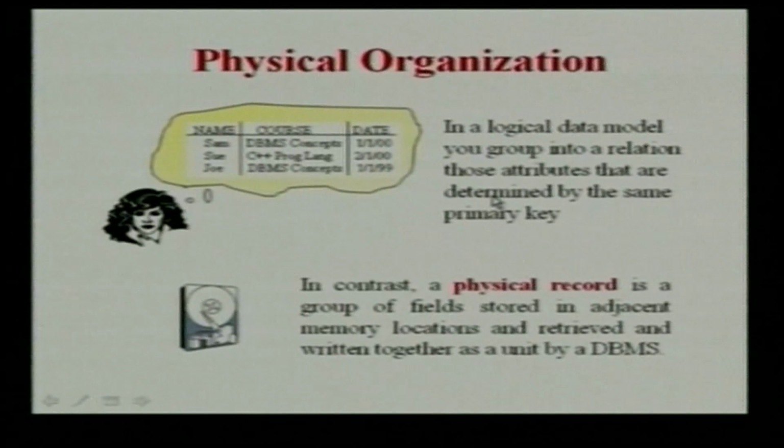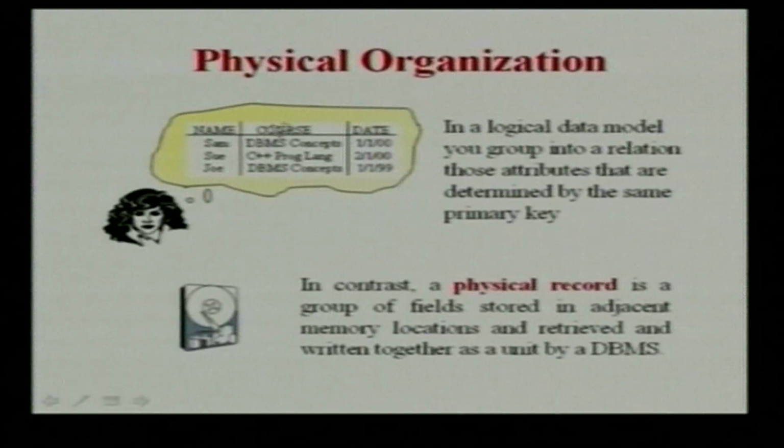So, when we talk about files and records, we talk about physical organization and logical organization. In a logical data model, you group a record into attributes, which will be determined by the primary key. For example, here the primary key could be the name. In contrast, the physical record is just a group of fields that is stored in adjacent memory locations and which can be retrieved and manipulated by a database management system. The physical system does not know anything about whether it is a primary key, or what the logical meaning of those records is.